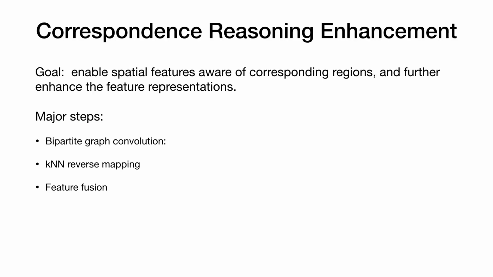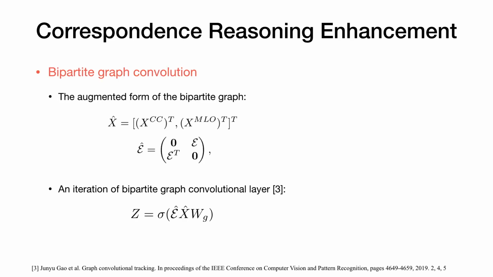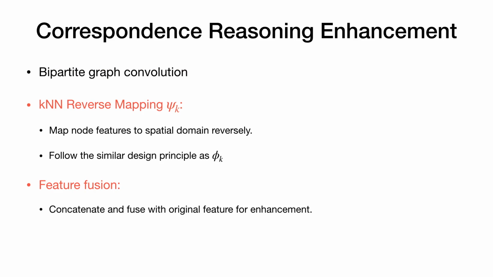Based on the bipartite graph, the goal of this step is to enable spatial features aware of corresponding regions and further enhance the feature representations. In the first step, we give the augmented form of the bipartite graph to adapt to the manner of the modern graph convolutional network. Then reverse mapping projects graph node features to the spatial domain, following the similar idea of phi k. We finally fuse with the original feature and obtain the enhanced feature.